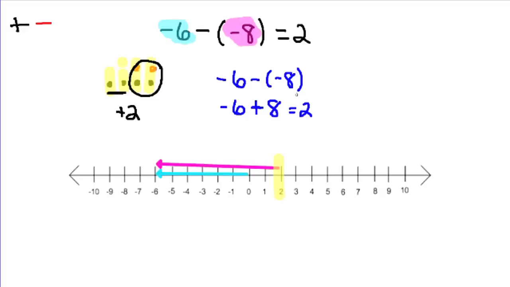So there you have it, 3 different techniques: using a number line, using tiles, and adding the opposite to be able to subtract 2 integer values.